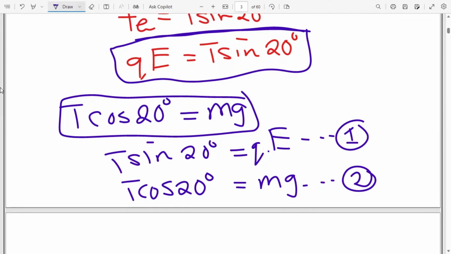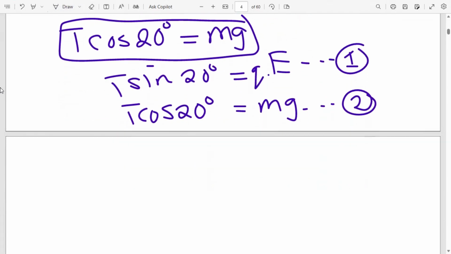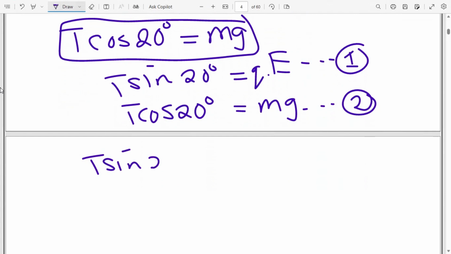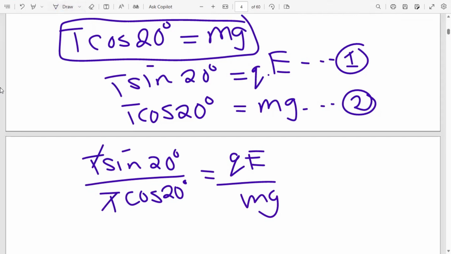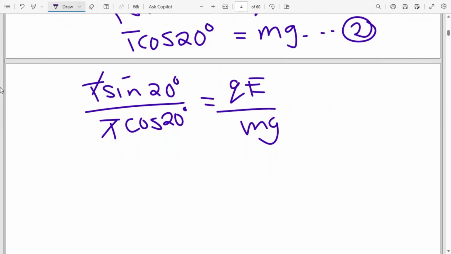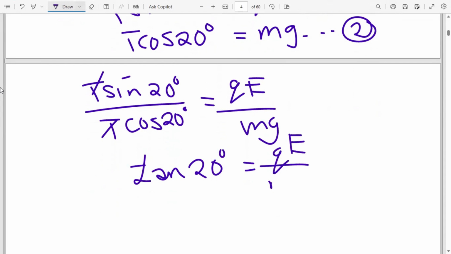We're going to divide equation 1 by equation 2. We've done this a lot, even under equilibrium of forces and vectors, so it shouldn't be new today. So I'm going to have T sine 20 degrees over T cos 20 degrees being equal to QE over mg. T and T are going to cancel out. Therefore, we're going to remain with tan 20 degrees being equal to charge multiplied by electric field over mg. This is what we're remaining with.